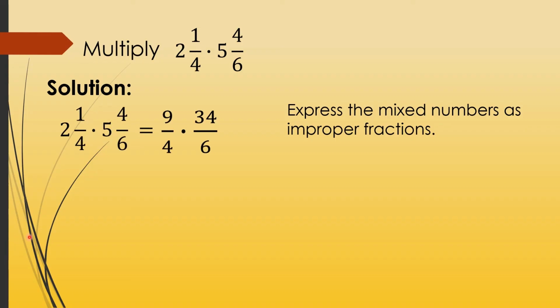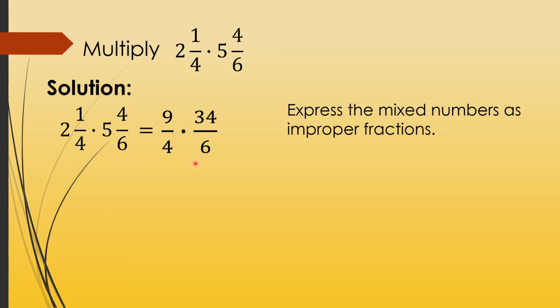So, paano ba naging ganito yung sagot? So, ang gagawin lang natin, 4 times 2 is 8 plus 1 is equal to 9. Kaya siya naging 9. And then, kokopyahin lang natin yung denominator na 4. So, yung 2 and 1/4 ay naging 9 over 4.